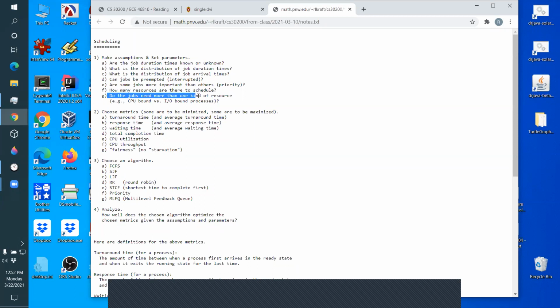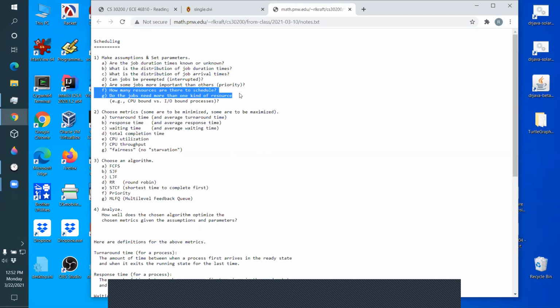Okay. And that's related to this one. Like, do jobs need more than one kind of resource? Okay. So, for example, this would be how many CPUs there are. And then this might be, do jobs need both a CPU and a disk drive? Okay. So if you have only one resource, there's an issue of how many kinds of resources you have and how many of them you have. So these are two questions related to each other.